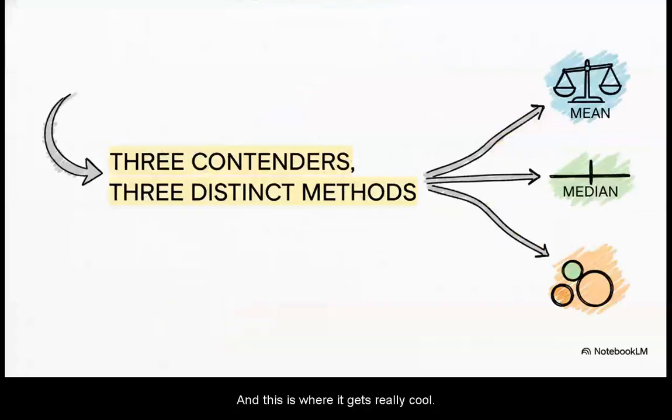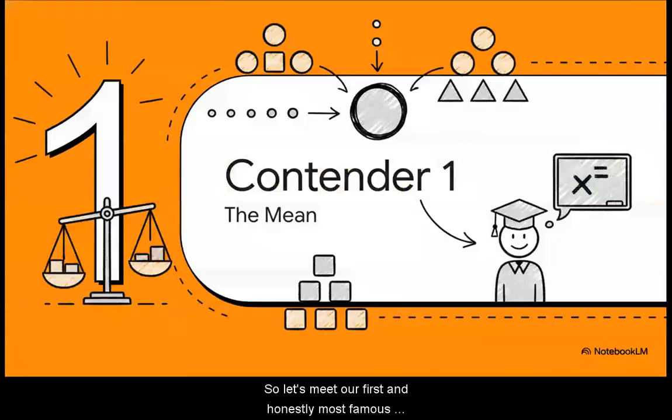And this is where it gets really cool. It turns out there isn't just one right way to find that representative score. Nope. Statisticians have come up with three totally different methods. You can think of them as three contenders, all battling it out for the title of best average. So let's meet our first and, honestly, most famous contender, the mean.